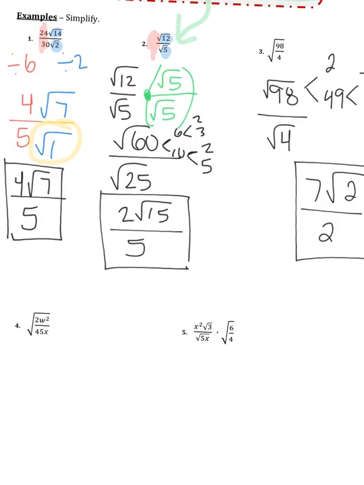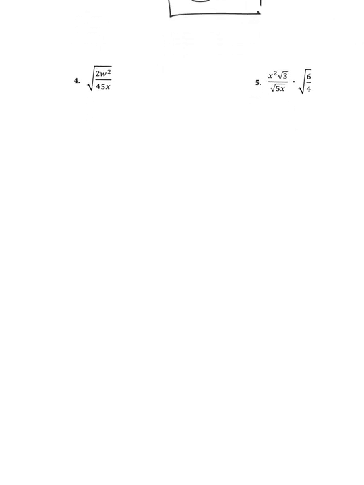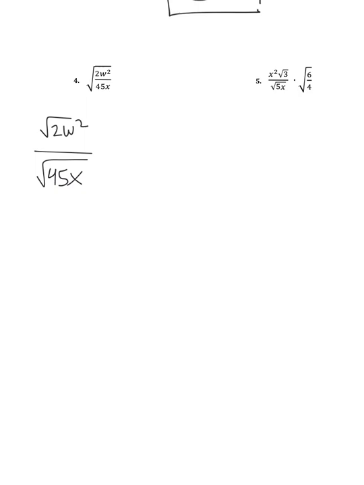Okay, let me scroll back over, looking at number 4. See if I can make that a little bigger here. Okay, so I'm going to start off with that same approach. I am going to separate the fraction. I'm going to write that as 2w squared on top and the square root of 45x on the bottom. And I'm going to look to break this down first, see if I can pull out any pairs. And I know, at least on the top, the numerator, I can pull out a pair of w's. So I'm going to write that as w square root 2.